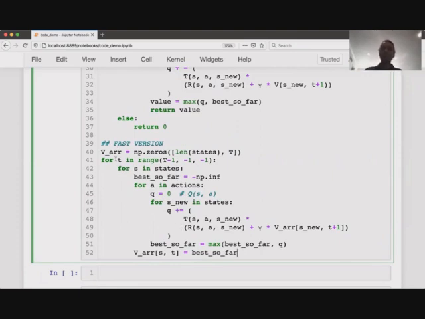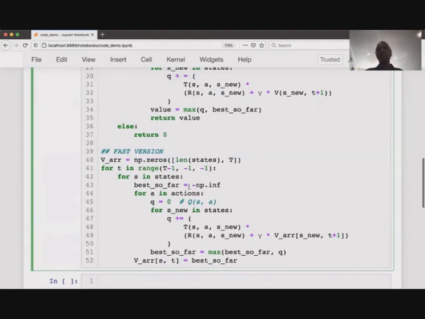Why is this faster? It's because it only needs to run this whole looping over the state, action, new state once, instead of this, which may call it multiple times. And again, this is just another example of dynamic programming. And this is a well-studied thing in reinforcement learning. These are called the Bellman equations for value iteration.